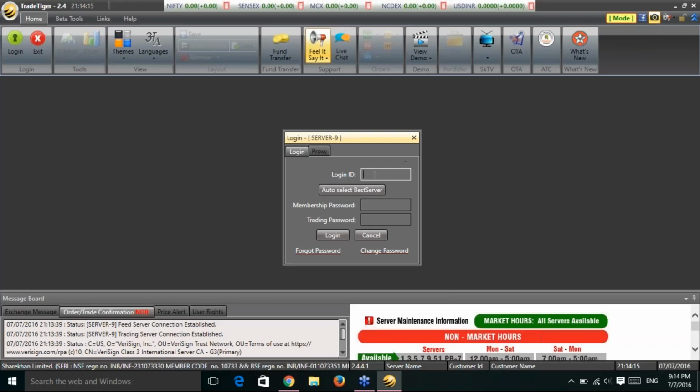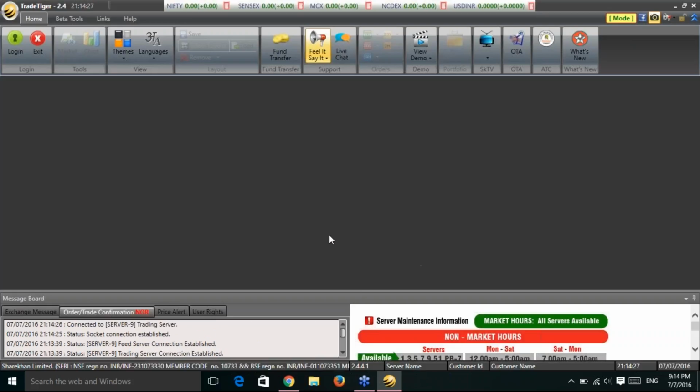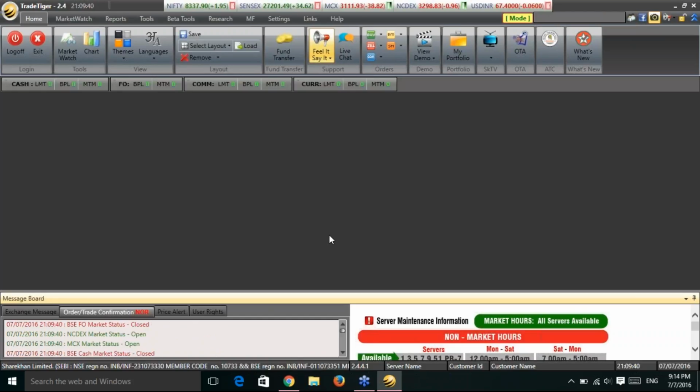Let's log in to the trading account. And then we will see how we select an option contract and place an order to buy or sell.